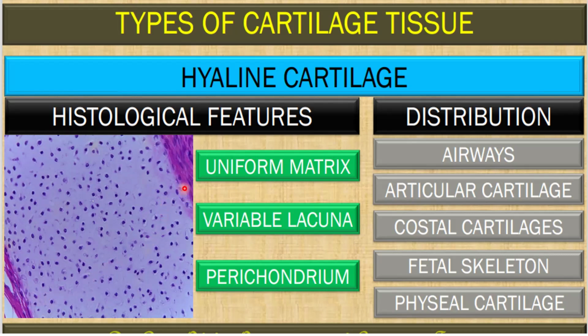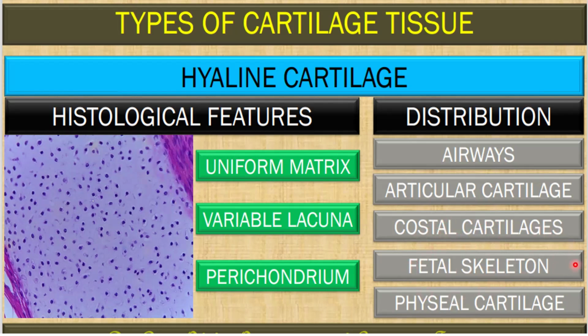What then is the distribution of hyaline cartilage? Hyaline cartilage will be found in the respiratory system, that is the airways. We'll talk about the bronchus and the trachea. We'll have hyaline cartilage to provide support. We'll also have articular cartilage. Remember, articular cartilage will be found in joints, and in this articular cartilage we won't have perichondrium. That is the only exception of hyaline cartilage without perichondrium. It will also be found in the costal cartilages on the ribs.